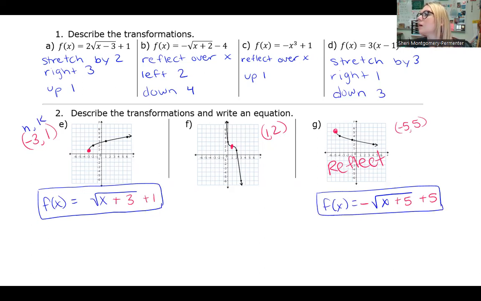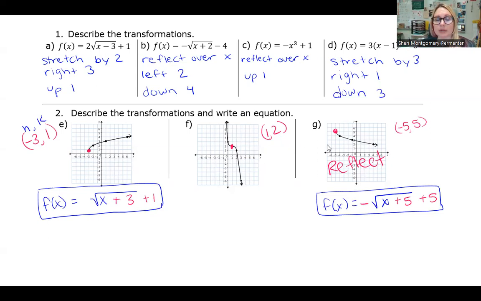What kind of questions will it be? It could be stretched or compressed, but I'm not going to have you write the equation from a graph with something stretched or compressed. I think you should be able to identify it like this, but I'm not going to actually have you graph or give me an equation from a graph that's stretched.